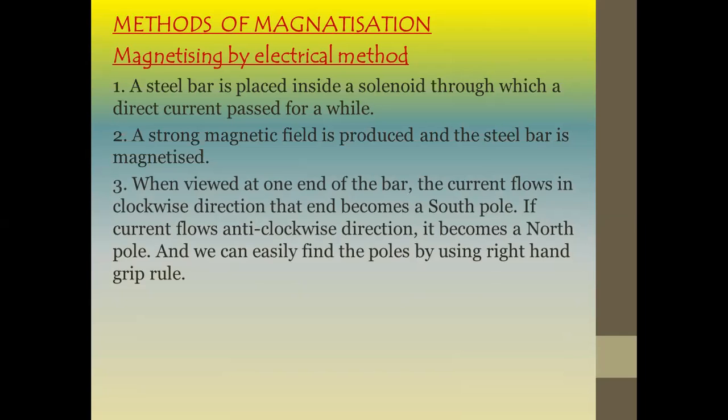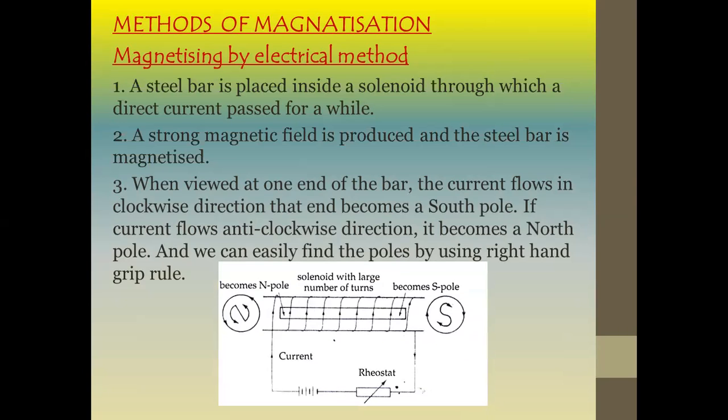When viewed at one end of the bar, if the current flows in a clockwise direction, that end becomes a south pole. If the current flows in an anti-clockwise direction, it becomes a north pole. It is another way of finding the north and the south pole of the solenoid as well. And we can easily find the poles by using the right hand grip rule, as we have discussed already.